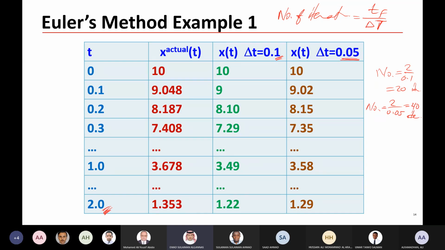No. If you decrease, or if you set the interval smaller and smaller, you will get a more and more accurate solution. But of course, this is at the expense of computational time. Okay, noted.